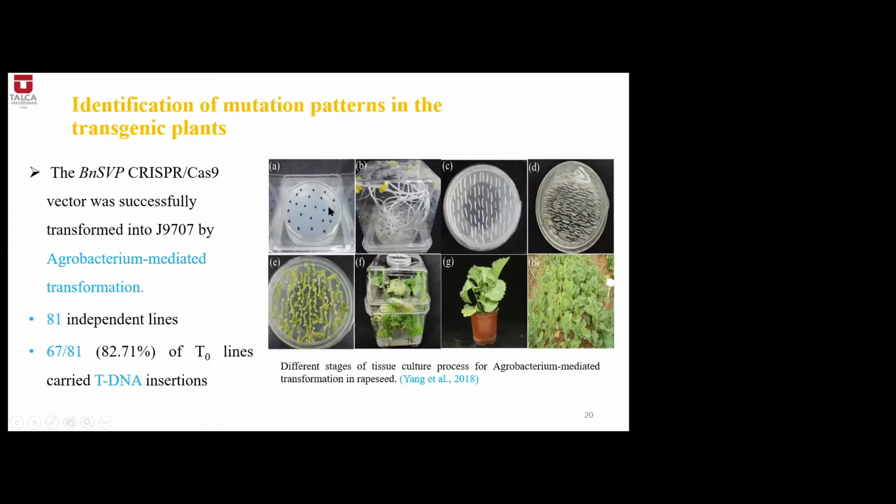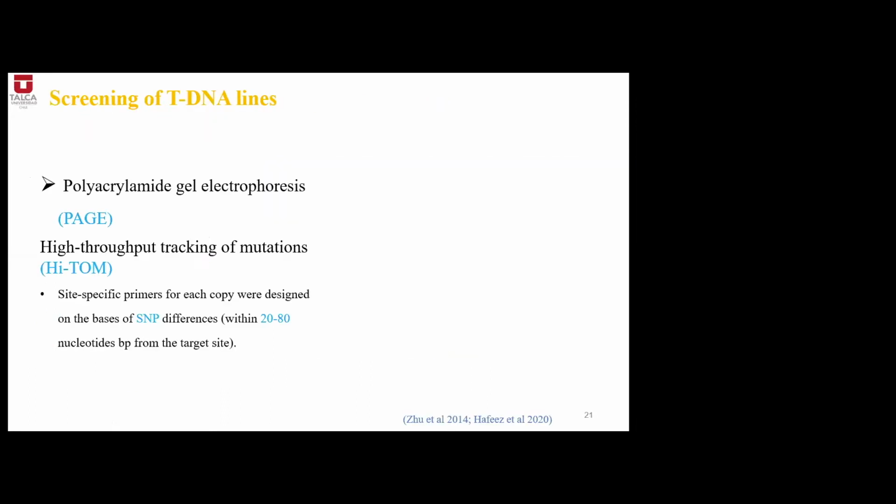After the transformation, we developed 81 independent lines, and out of the 81, 67 are transgenic plants. It means the T0 line carries the tDNA insertion, and the remaining ones are wild type. So this is the efficiency of our vector.